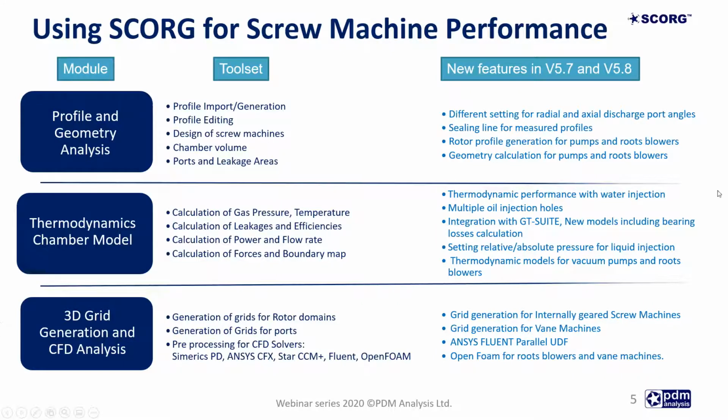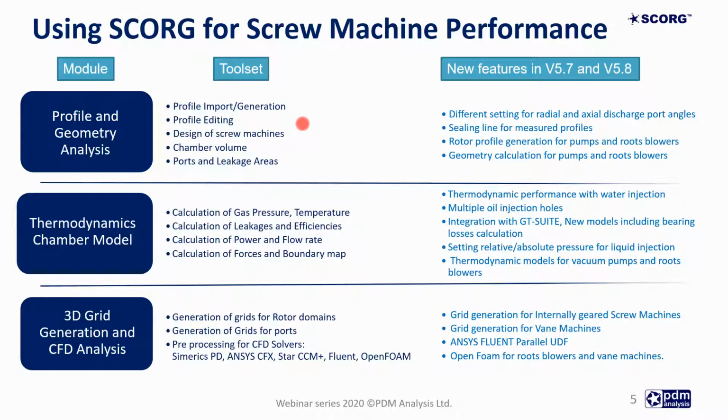The structure of SCORG is shown in this slide, and on the left-hand side you can see modules which are basically the profile and geometry analysis module, the thermodynamic or lower order chamber model, and then a module for 3D CFD analysis of screw machines. The first module is used to import or generate profiles, and imported profiles could be from a data file or from a CAD system.